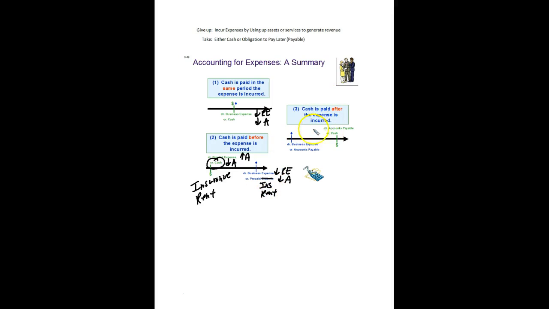And then the final timing difference is that we incur the expense, so retained earnings goes down. So a good example here would be utilities, or salaries or other expenses. So we incur the utilities, we haven't paid it yet, so we create a liability. So the expense is incurred, and then we pay it later. We reduce the liability, and cash is given up in the third. Okay, so that's looking at a big picture of revenue, expenses, and the timing possibilities.